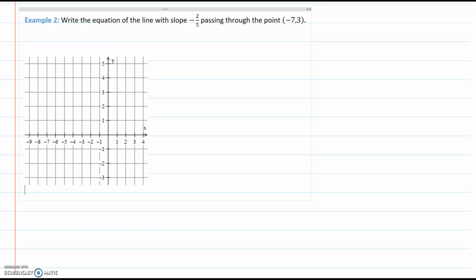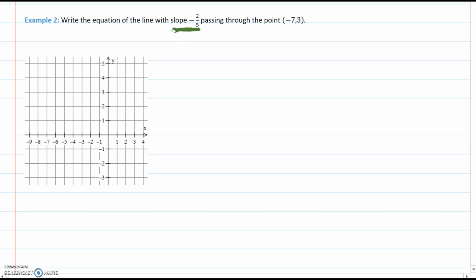This time we have to write the equation of a line with the slope negative 2/5 and passes through the point negative 7, 3. The thing that makes this example worth doing is that the slope is a fraction. That's what makes this one just a little bit harder than the previous example I did on writing the equation of a line.